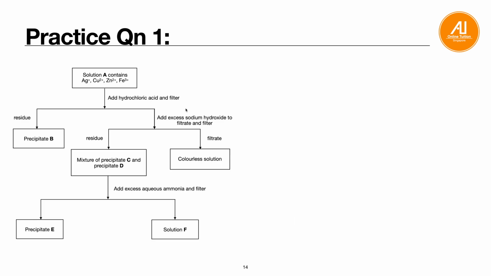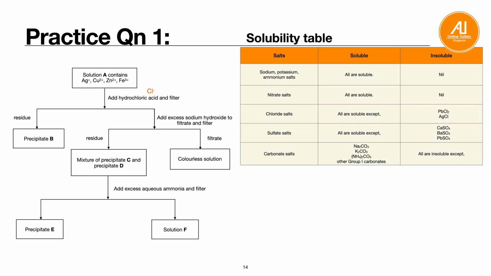I don't know whether you can see this, so if you cannot see, just go back to the previous slide. Let's try this one first. When you add hydrochloric acid, what does HCl have? It has Cl minus. Take note, this solution A has Ag plus, Cu2 plus, Zn2 plus, and Fe3 plus. Which of these four cations will react with Cl minus to give a precipitate? The first thing that comes to your mind, which table should you refer to? You should refer to your solubility table.